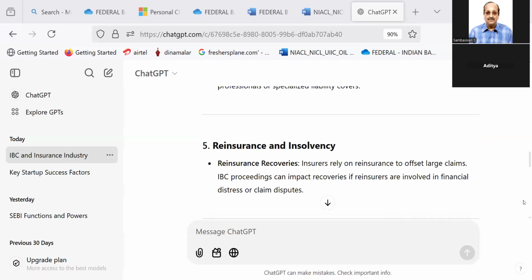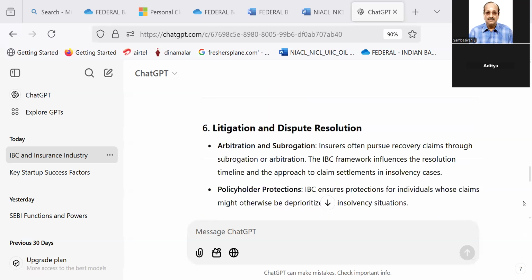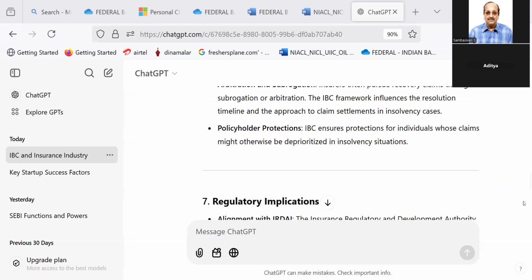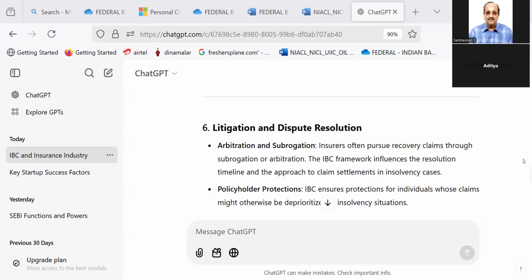Reinsurance and insolvency: insurers rely on reinsurance to offset large claims. IBC proceedings can impact recoveries if reinsurers are involved in financial distress or claim disputes. Then litigation and dispute resolution, arbitration and subrogation. Insurers often pursue recovery claims through subrogation or arbitration. The IBC framework influences the resolution timeline and approach to claim settlements in insolvency cases.